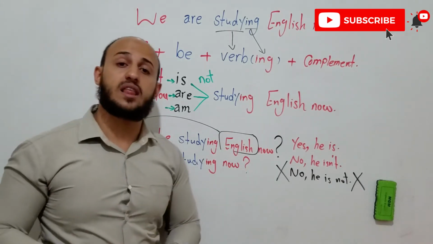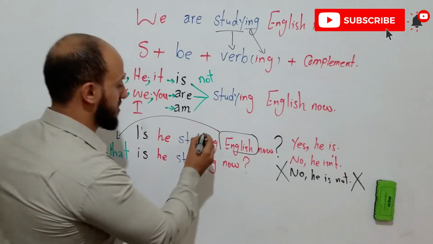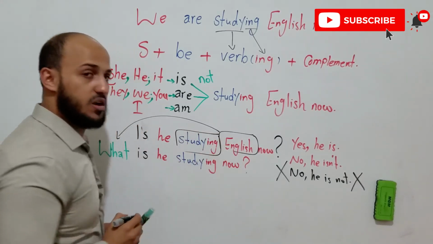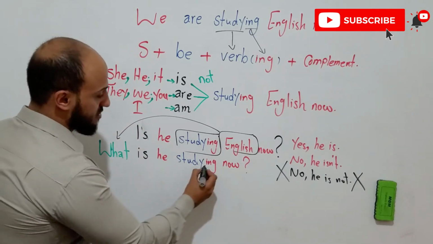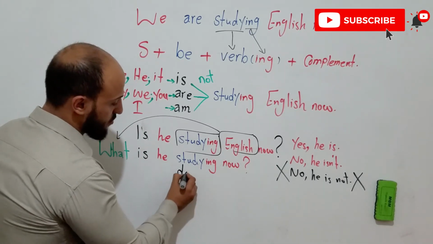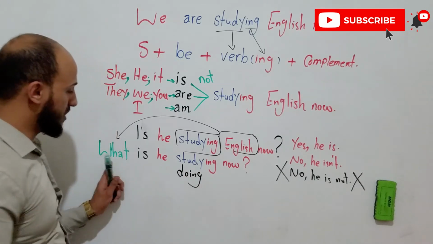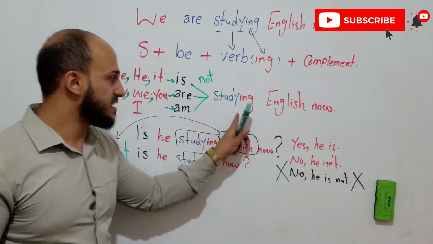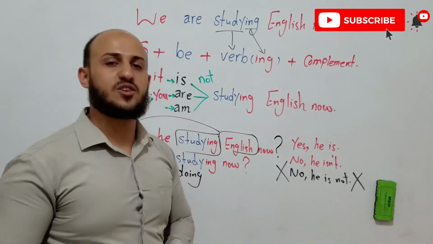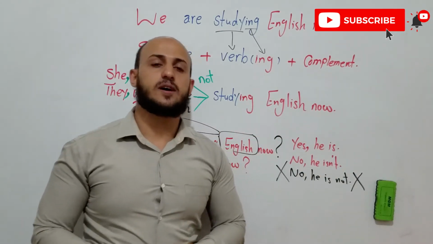Or you can do another thing. If you want to delete the complement from the question, of course, what you're going to do, guys, is change this one to "doing". So, what is he doing now? The answer: he is studying English now. That's all about it.